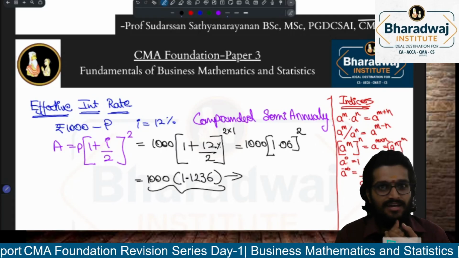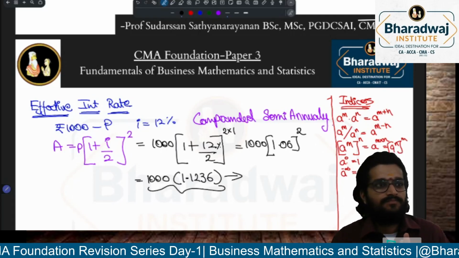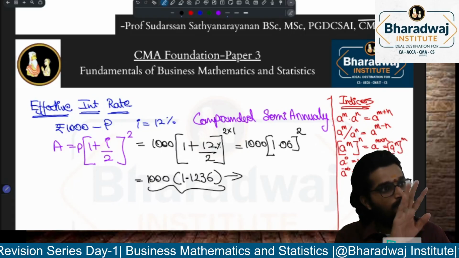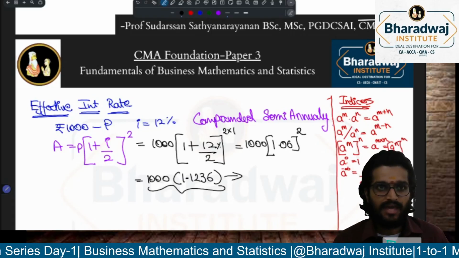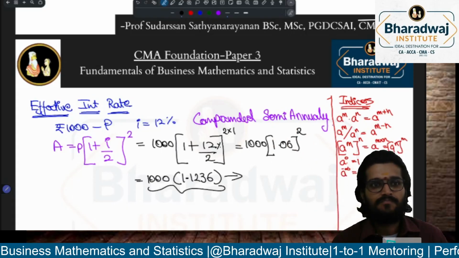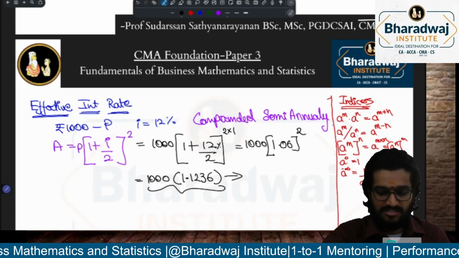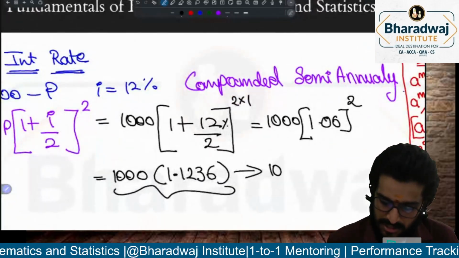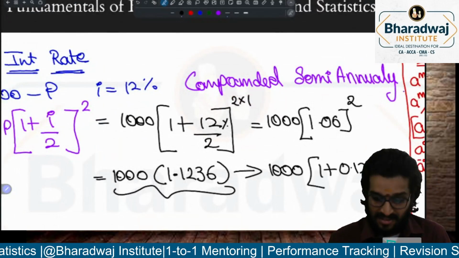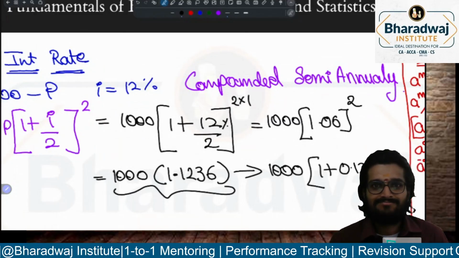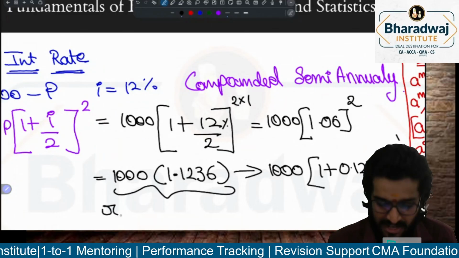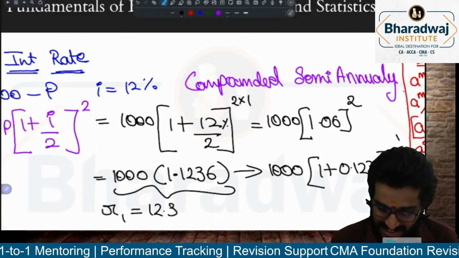If it is annual compounding, what can be the interest rate? If instead of compounding semi-annually, it is compounding annually, for every 1 year the compounding will take place. In such a scenario, what can be the interest? That will be the effective interest rate, which I can write as 1000 multiplied with (1 plus 0.1236), which is 12.36 by 100, power 1. So the effective interest rate is 12.36%.